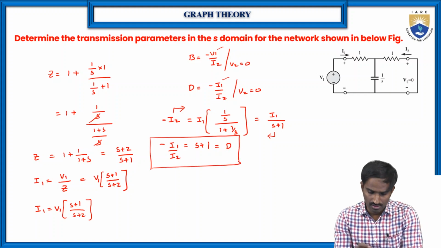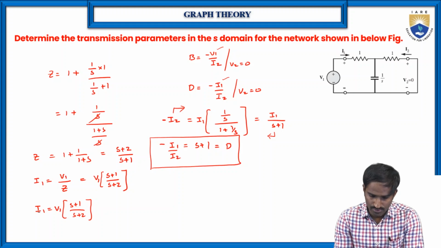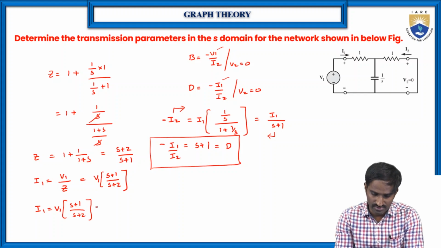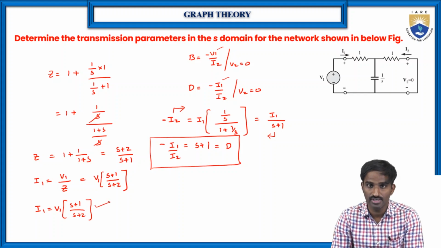Here it is D, right? So now V1 by I2. Here you now know the I1 value. I1 is equal to minus I2 into S plus 1. If you substitute here, okay.